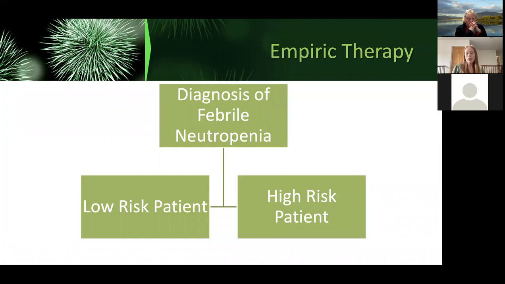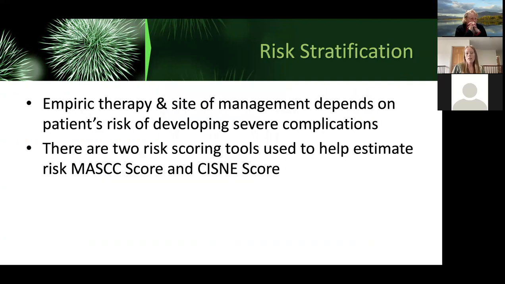So again, empiric therapy depends on whether or not you think this is a low risk or a high risk patient. And there's been a few scoring tools that have been developed over the years to help us assess whether this patient is at a low risk of developing severe complications of neutropenia or a high risk. And not only does this dictate empiric therapy choices, but also whether this patient is appropriate to be managed as an outpatient versus needing to come in for an inpatient stay.